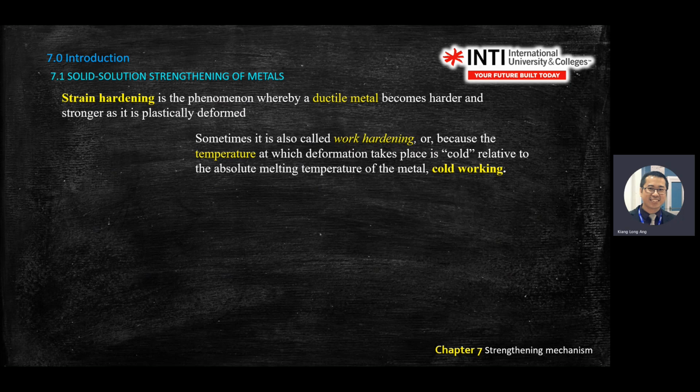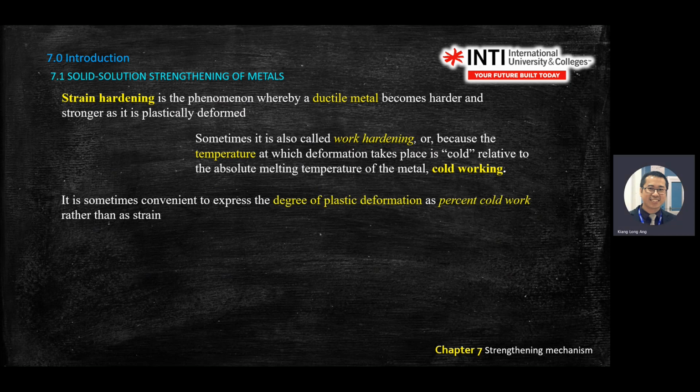Previously, you learned about the process of producing metals, right? Pulling, hammering, and all this. So in this case, when you do strengthening, for strain hardening there are two types: hot working and cold working. This one you also learned in one of the processes.